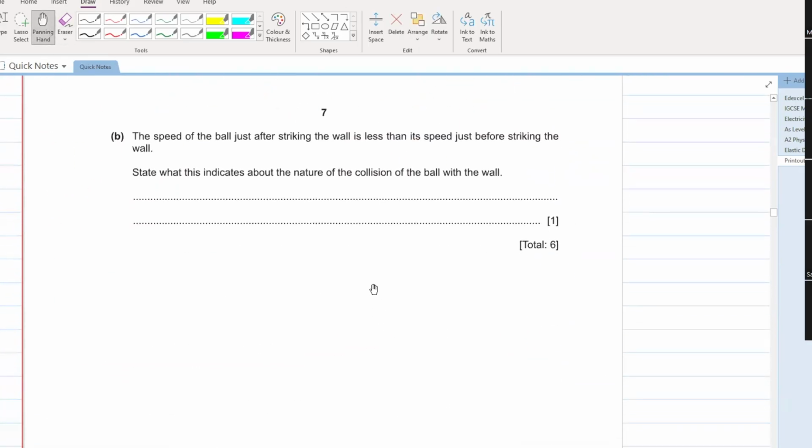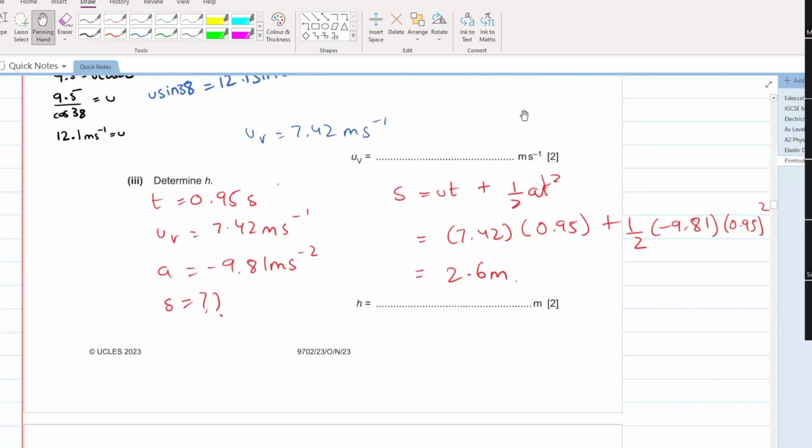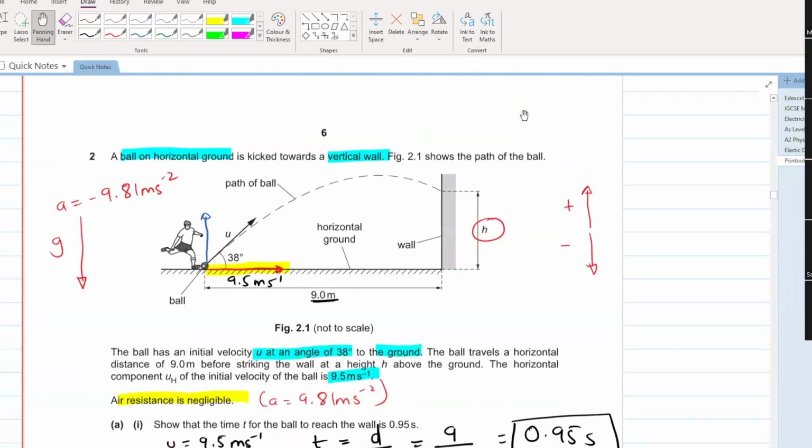Let's further move ahead. The speed of the ball after striking the wall is less than its speed just before striking the wall. State what this indicates about the nature of the collision of the ball with the wall. The examiner is saying something very simple. A student asks, sir, why can't we use v² = u² + 2as? Do you know the final velocity at this point?